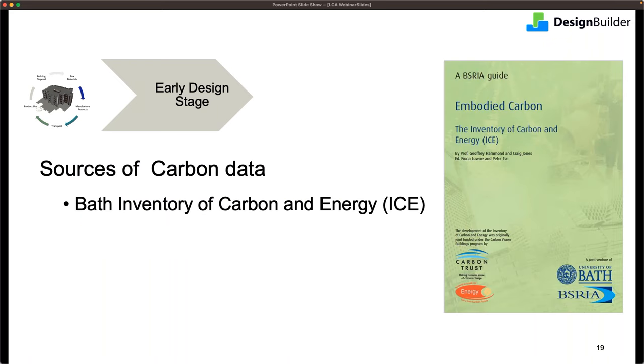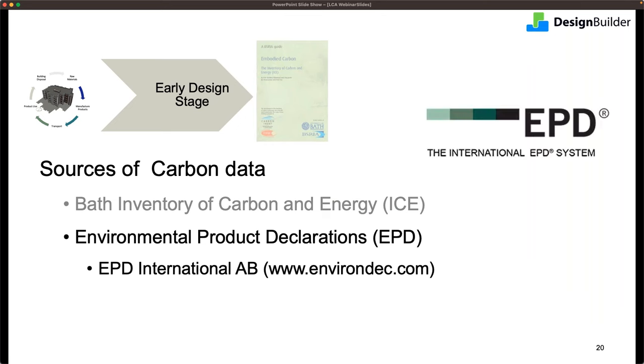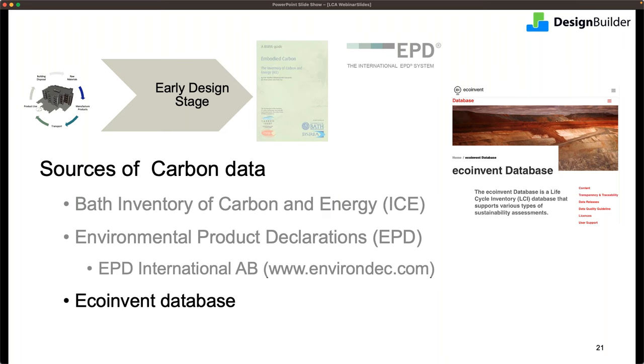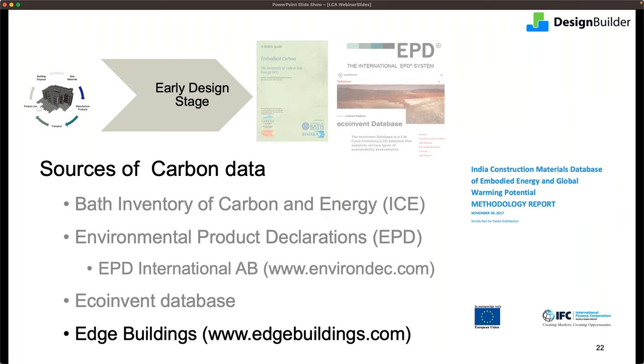As mentioned earlier, for calculation of embodied carbon, much of the data provided by DesignBuilder is provided from the BATH ICE database. But if you have other data, you can use that as well. Here are a few resources. Many companies are now producing EPDs for their materials that can be used. EcoInvent can be used to gather data for LCA and other environmental assessments. Edge buildings provide data on embodied impact of construction materials currently for some specific economies like India, but their future phases aim to add data for other countries as well. So keep an eye out on this site if you need those data.